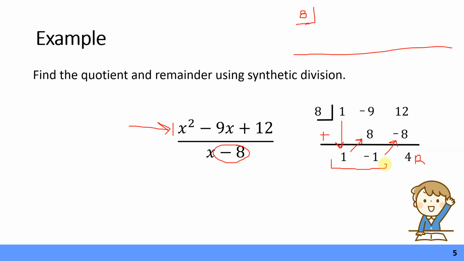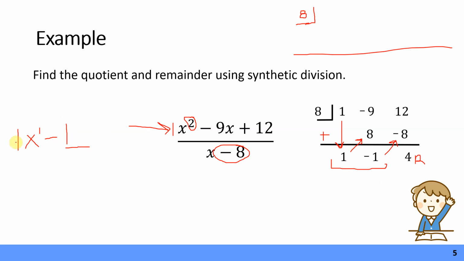So we finished synthetic division, but now we just have to write our answer. So again, the degree of the original problem was 2. So now the new degree is going to be 1. So I'm going to start with x to the first power. The next term is not going to have an x, so this one's just going to be a number. And I fill it in with these two here. So I'm going to have 1x minus 1.